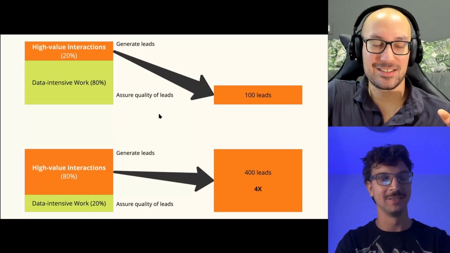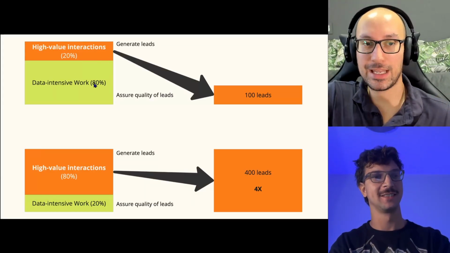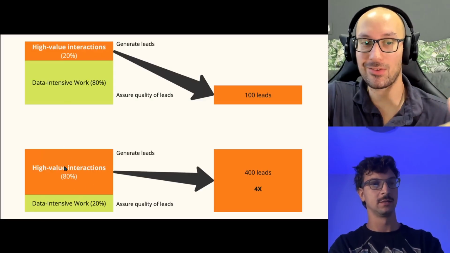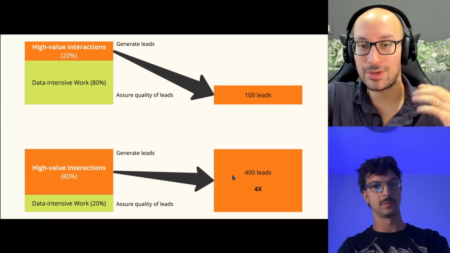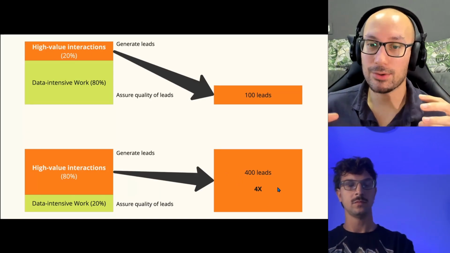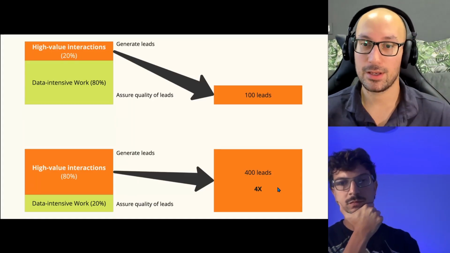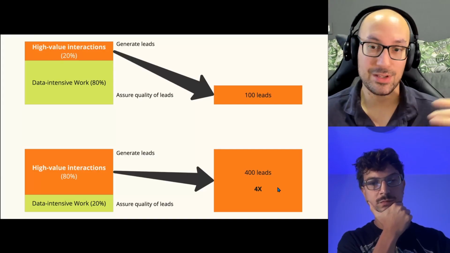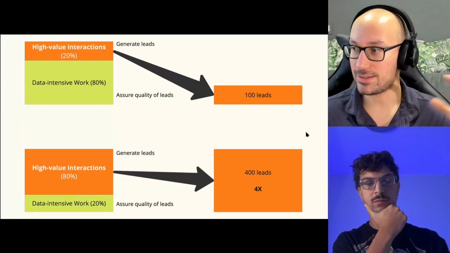It's just testing. So, if you're able to decrease the amount of data intensive work from 90 to 20% and increase the high value interactions, you will be able to increase the amount of leads that you cover by 4x. And that's only talking about using the same hours that you have in a clever, more intelligent way. But you can also increase the quality or increase the coverage as well. And we're going to discuss this as well today.